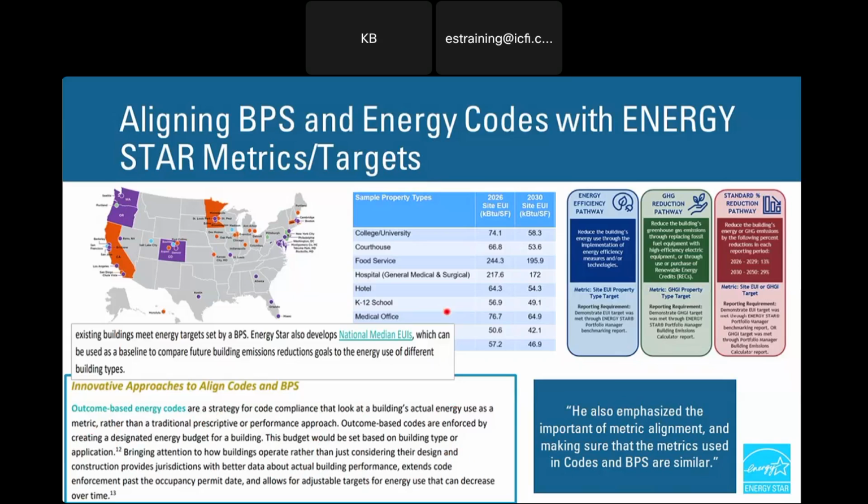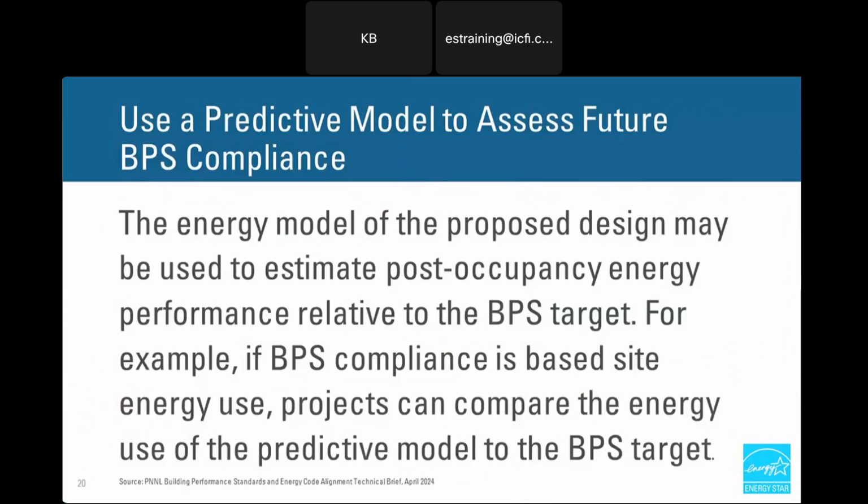And then this one I got from Colorado, and these are like little EUI targets. And these are ones in 2030. Guess what? You can go in Target Finder and Portfolio Manager and get your own EUI targets specific to your space type. So let's continue forward.